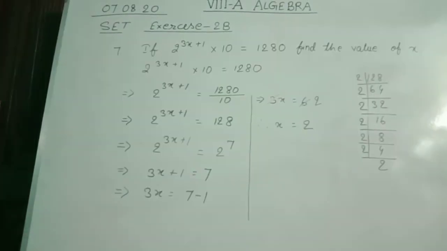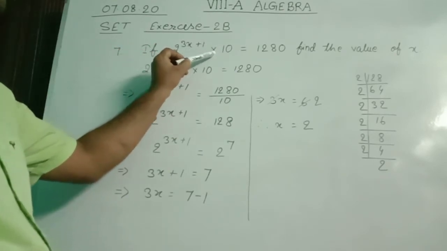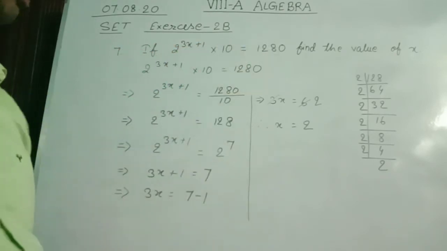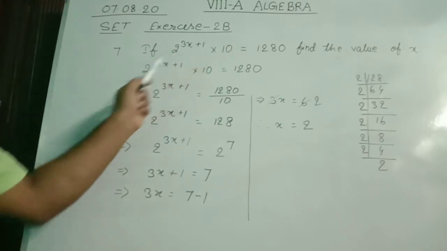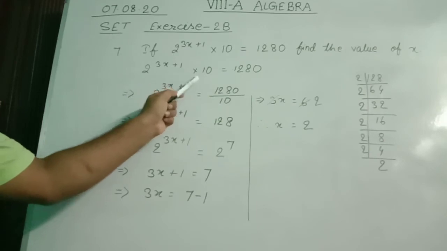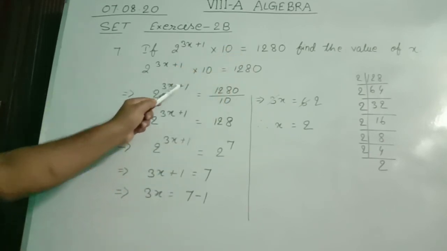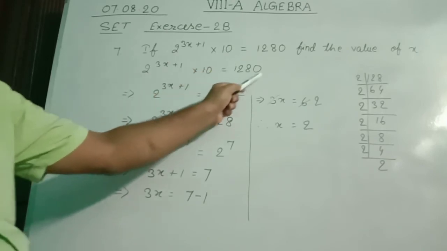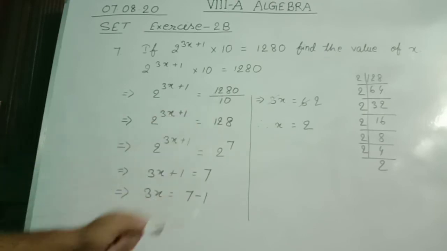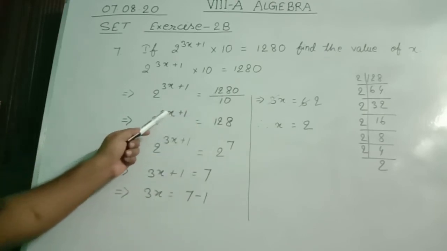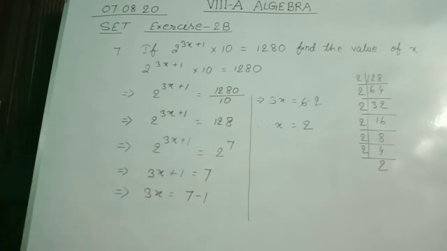In question number 7, the question is: if 2^(3x+1) × 10 = 1280, find the value of x. I wrote this expression here, 2^(3x+1) × 10 = 1280. So 2^(3x+1) equals, this 1280 will be divided by 10. 1280 by 10. So 2^(3x+1) equals, this 0 cancelled, 128 is left.